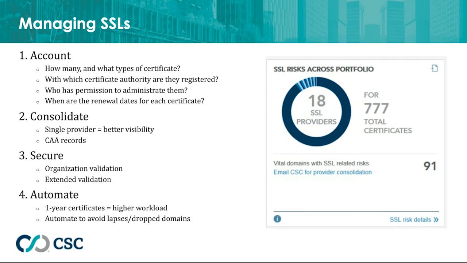The second step is consolidate. So CSC advocates consolidating your digital certificates with one provider and using certificate authority authorization records to best manage your certificates and to control the permissions for issuing any certificates. Adding this type of records, also called CAA records, supports the consolidation of your providers and reduces the overall cost of management. Finally, it greatly reduces the risk of unexpected expiration, and this is a risk that obviously increases significantly when you have multiple providers.